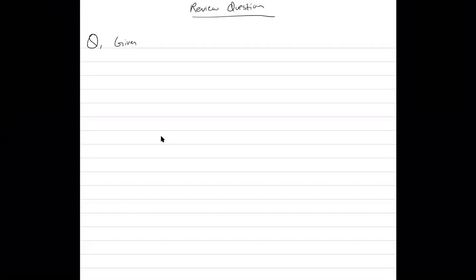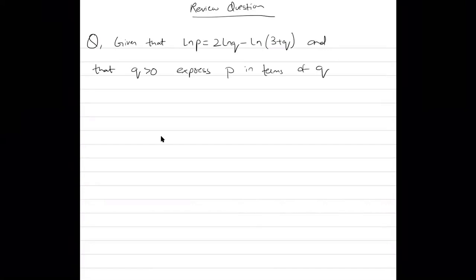Given that ln p is equal to 2 ln q minus ln (3 plus q), and that q is greater than 0, express p in terms of q not involving log. It's a 3 mark question. Try it.